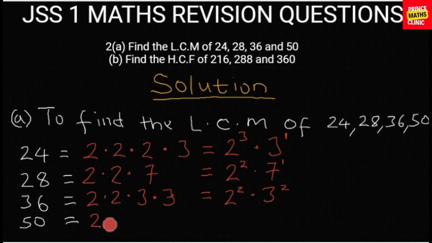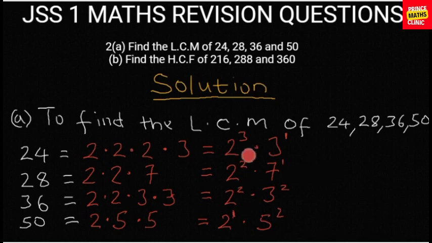50 is 2 times 5, which is 10. 10 times 5 is 50. So 2 appears once and 5 appears twice. Good. So the pattern of LCM here means you are going to pick the amount of time, the 2.